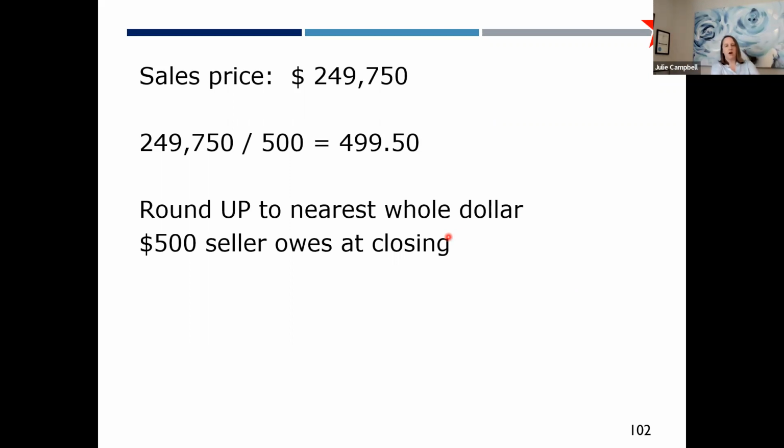And this $500 will show up as a debit to the seller at closing. That'll be part of their closing expenses. Both parties have closing expenses. I'm starting to introduce you to some of those, and we'll get more into it.